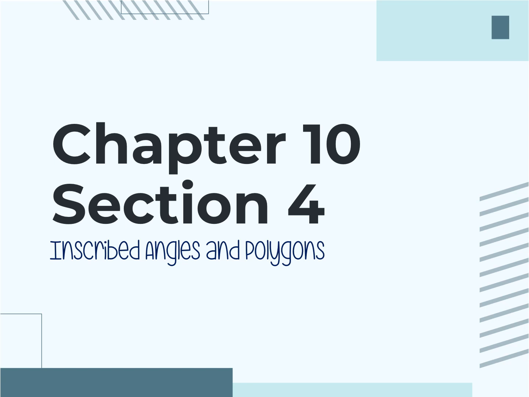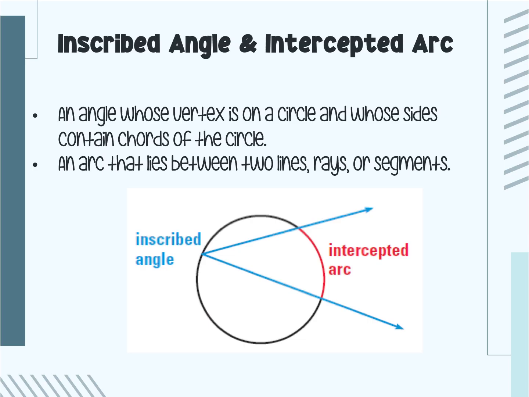Alright, so today we're going over chapter 10, section 4, inscribed angles and polygons. So, inscribed angles and intercepting arcs: an inscribed angle is an angle whose vertex is on a circle and whose sides contain chords of a circle, and an intercepted arc is an arc that lies between two lines, rays, or segments.